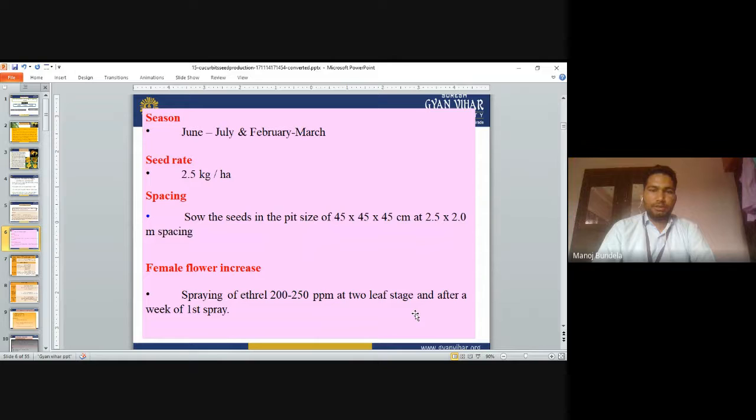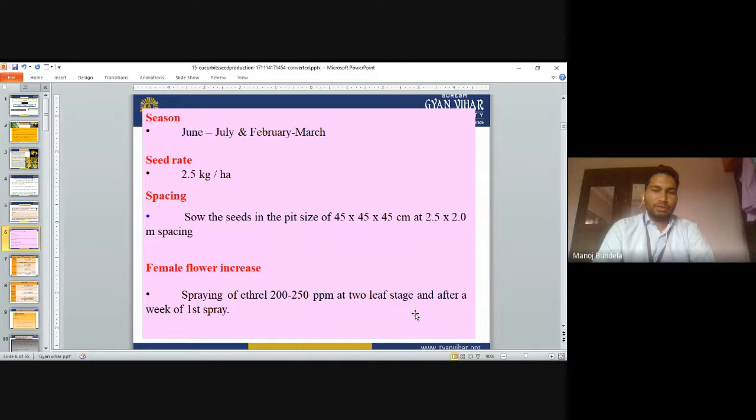Spacing: sow the seeds in pits of size 45 x 45 x 45 centimeters at 2.5 x 2 meter spacing. So we have to prepare pits of 45 x 45 x 45 centimeters and sow the seeds at 2.5 x 2 meter spacing. We have to maintain wider spacing because it is a vine group.